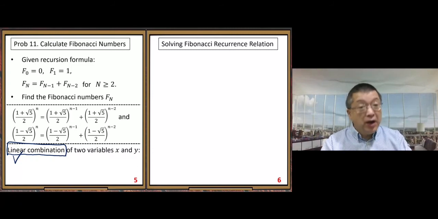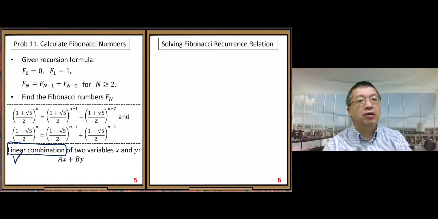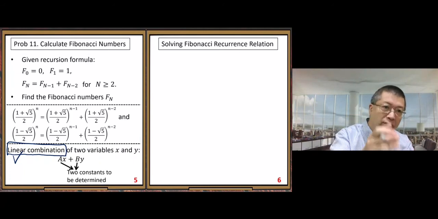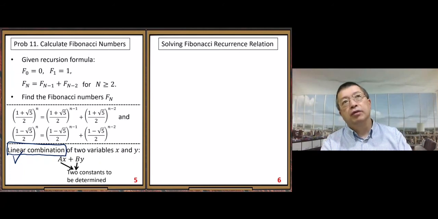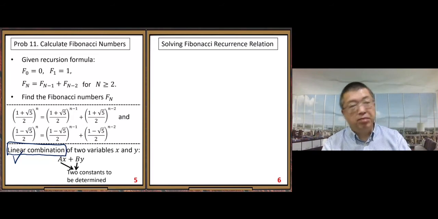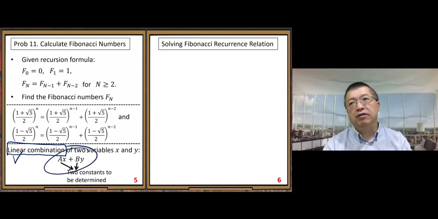But what is the linear combination? Here, Ax plus By, we call the linear combination of two variables x and y. Here, capital A and capital B are two constants to be determined later. Here, we just use general constants. That whole thing, Ax plus By, we call a linear combination of x and y. All right, so here, let us use this linear combination for our two special solutions.